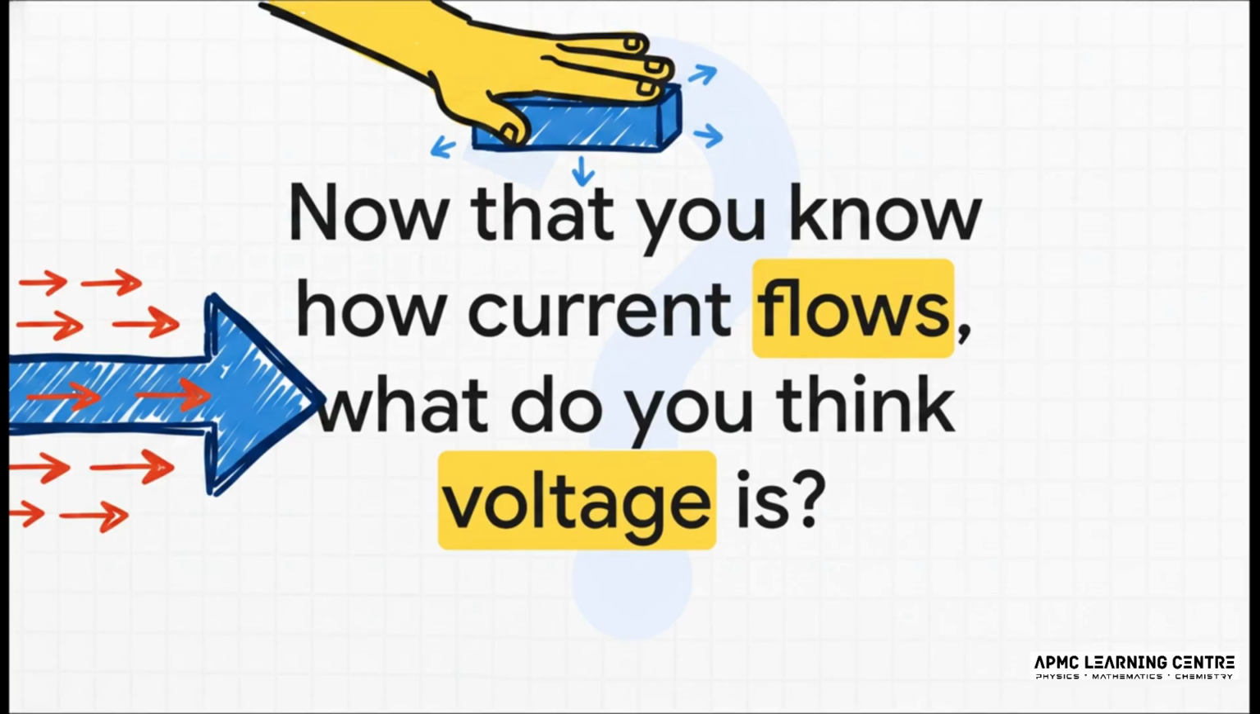So we've totally mapped out the flow. But a flow doesn't just start by itself, right? Something has to give it a push. And that leads to a fantastic question to leave you with. Now that you know how current flows, what do you think voltage really is?